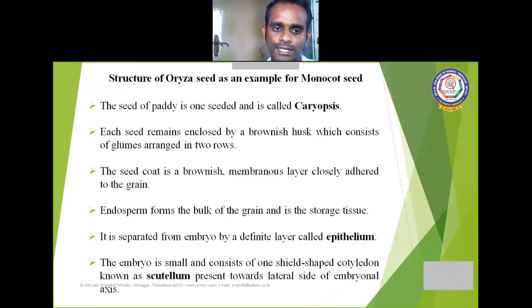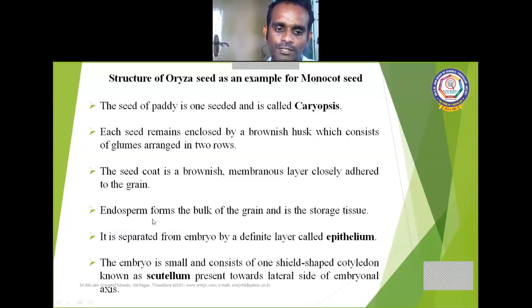The seed of paddy is one seeded, hence it is called as caryopsis. Each seed remains enclosed by a brownish husk which consists of glumes arranged in two rows. The seed coat is a brownish membranous layer closely attached with the grain. So seed coat is always attached with the grain.